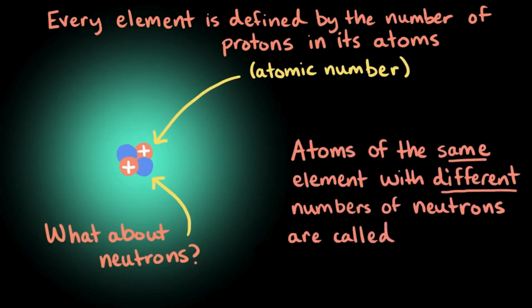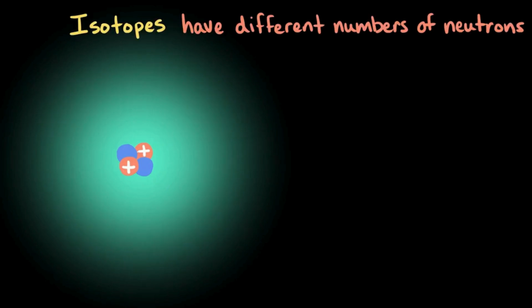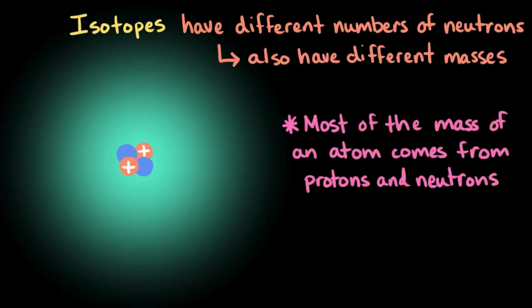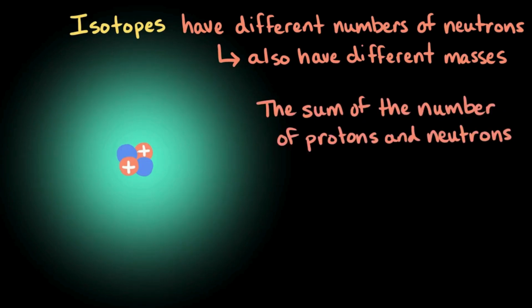Atoms of the same element with different numbers of neutrons are called isotopes. Because isotopes of an element have different numbers of neutrons, those isotopes also have different masses. Remember, most of the mass of an atom comes from the protons and neutrons in its nucleus. In fact, the sum of the number of protons and neutrons in an atom is called its mass number.